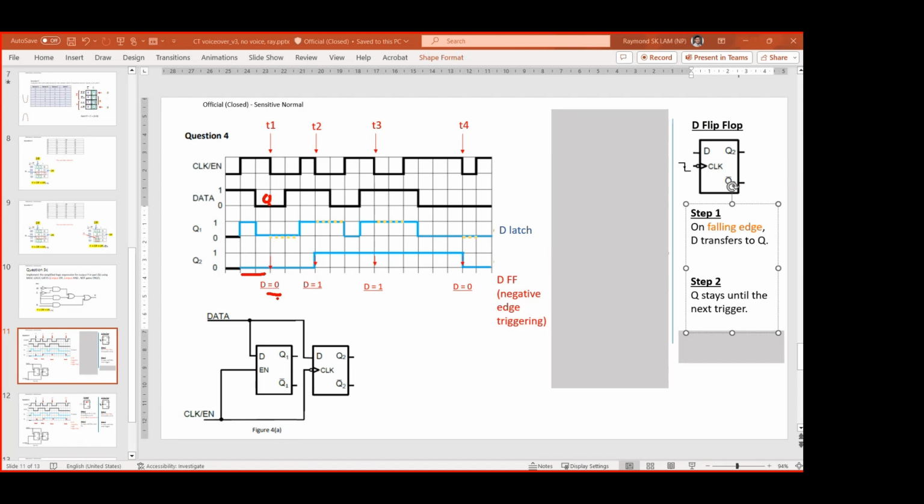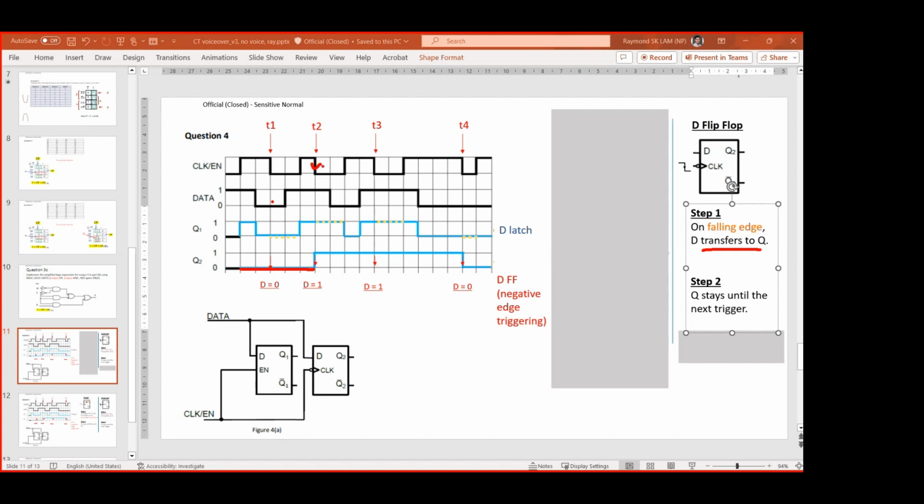Can I proceed? Yes. Okay, so basically the waveform stays low until this instant. At this instant, because D is low, Q2 will be low because D transfers to Q. Okay, right. So after this you will go to step 2, right? Because after this, the trigger is over already. So now after that, what happened? Q stays until the next trigger. So this is Q, right? Q is 0. So it will stay until when? Until the next trigger, T2. Good.